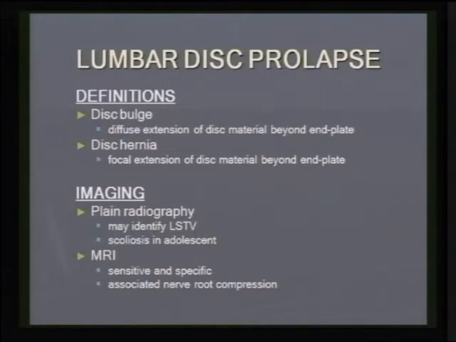Plain film has little role to play, but it may identify an abnormality of the lumbosacral transition, which is very important in terms of numbering the level of a disc prolapse, because still, probably one of the commonest mistakes made in spinal surgery is to operate on the wrong level. And commonly, these patients have an abnormality of lumbosacral transition, so this has to be clarified in some way. Occasionally, an acute disc prolapse, particularly in the adolescent age group, can result in a patient presenting with scoliosis rather than radiculopathy, so that's something to be aware of. MR, of course, is very sensitive and very specific, and will demonstrate the associated nerve root compression.